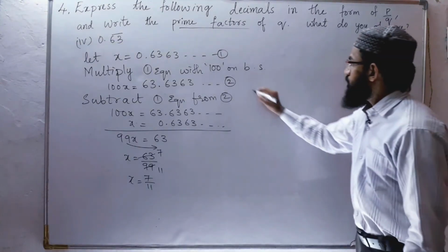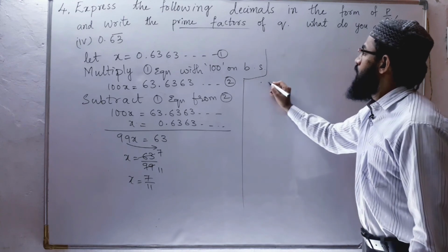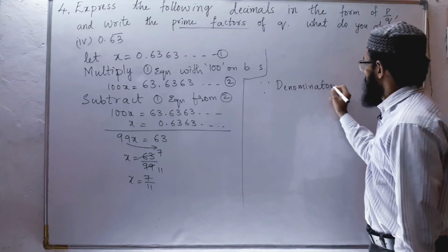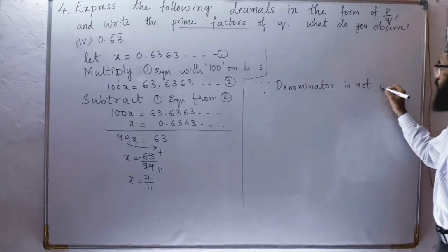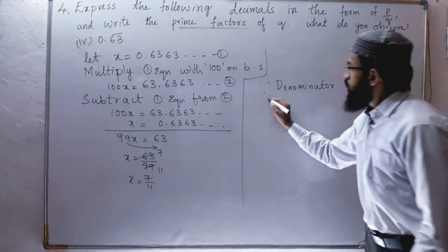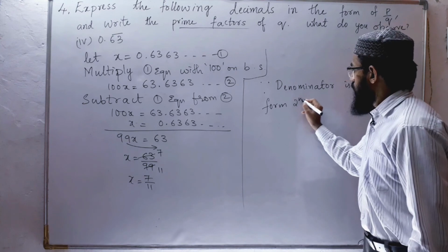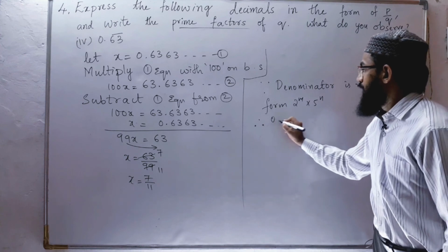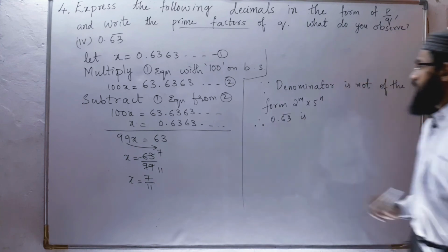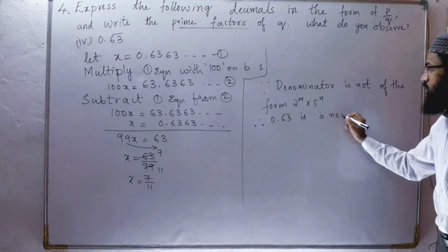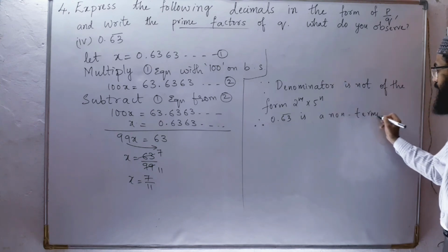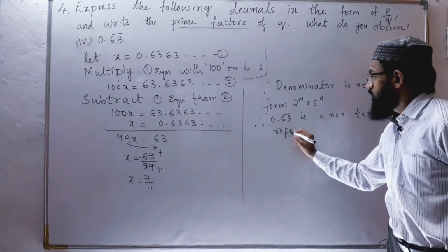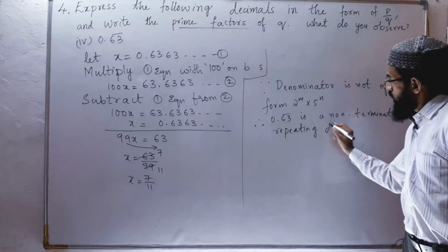So let us write: since the denominator is not of the form 2 to the power of m into 5 to the power of n, therefore 0.63 bar is a non-terminating repeating decimal.